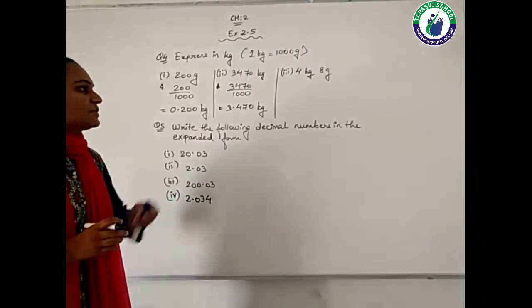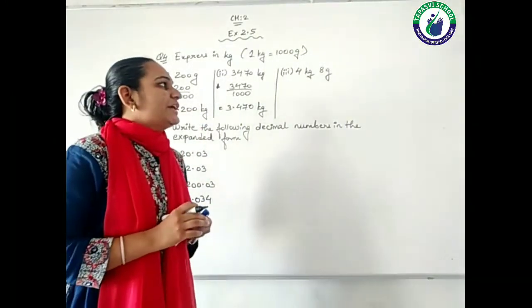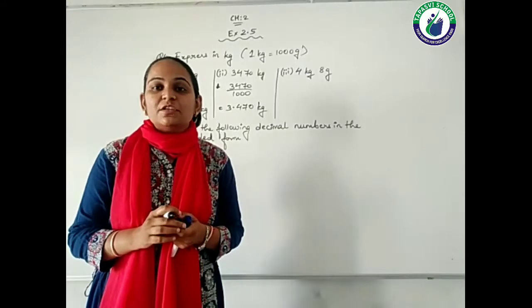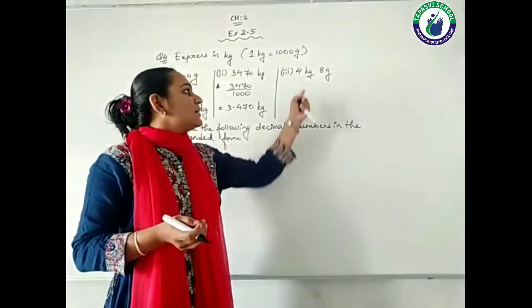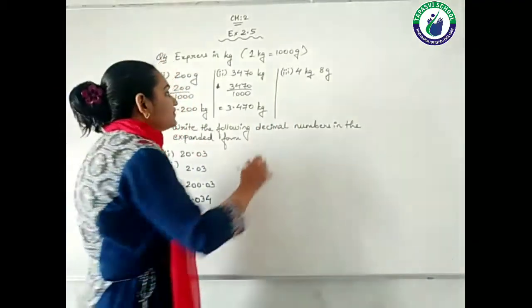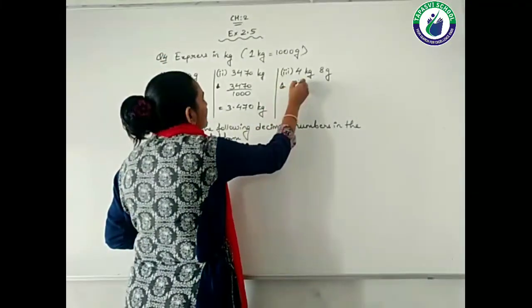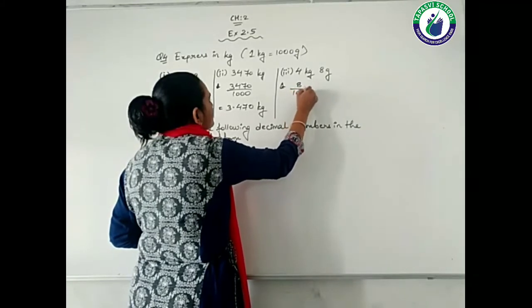Now see the next question, students. It's a combination of kilogram and gram. So first we need to convert gram into kilogram. Then whatever the answer comes, we will add it with the 4 kg, right? So first I am converting the grams into kilograms. So 8 divided by 1000.